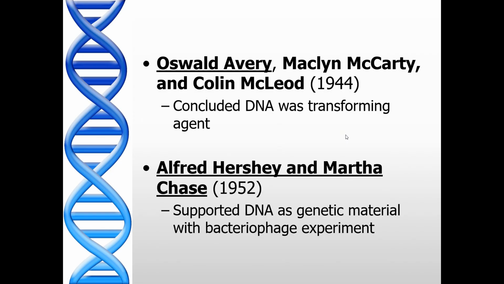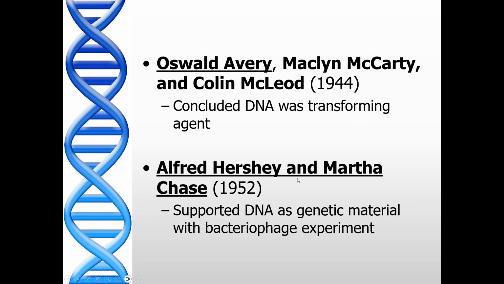Now, the next group, Oswald Avery, and I believe he was mentioned in the video, Oswald Avery and his group, they concluded that DNA was the transforming agent. So what they did was they repeated Griffith's experiments, but they tried to determine which macromolecule was responsible for transformation. And so they would break down the proteins, they would break down the DNA, they would break down the lipids. And what they found was that it was only when they broke down DNA that the transformation did not happen. And therefore they concluded that DNA was the transforming agent. So this is kind of our first experiment that points to DNA as the genetic material.